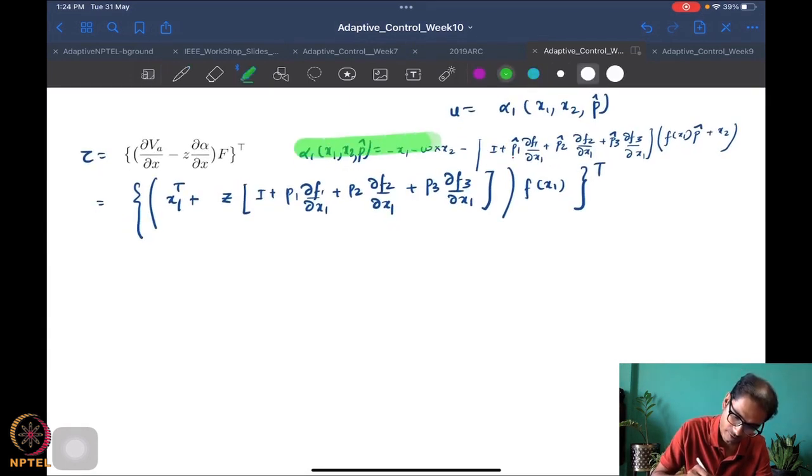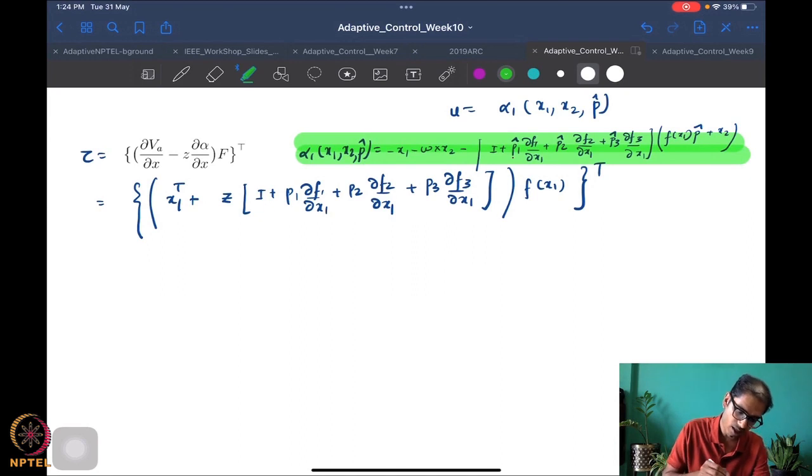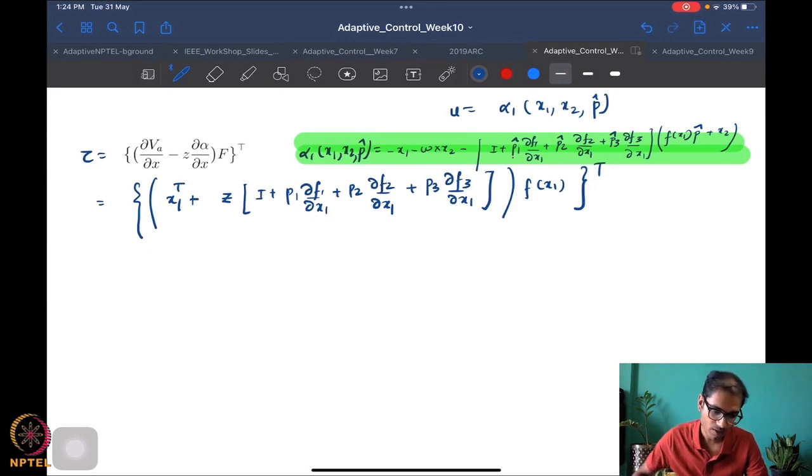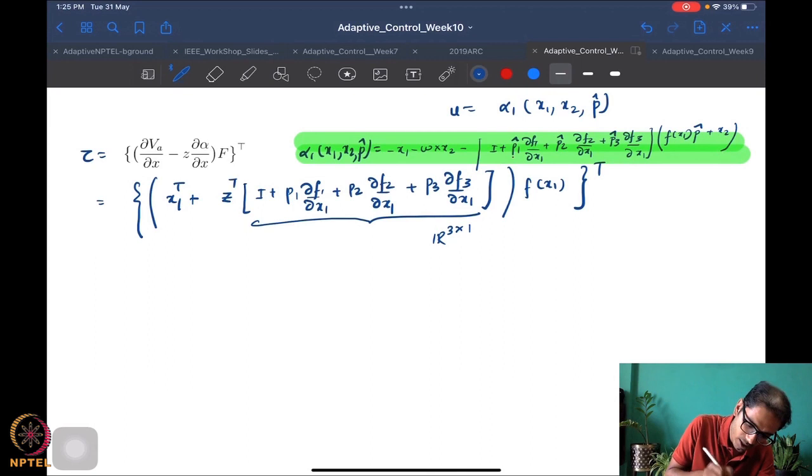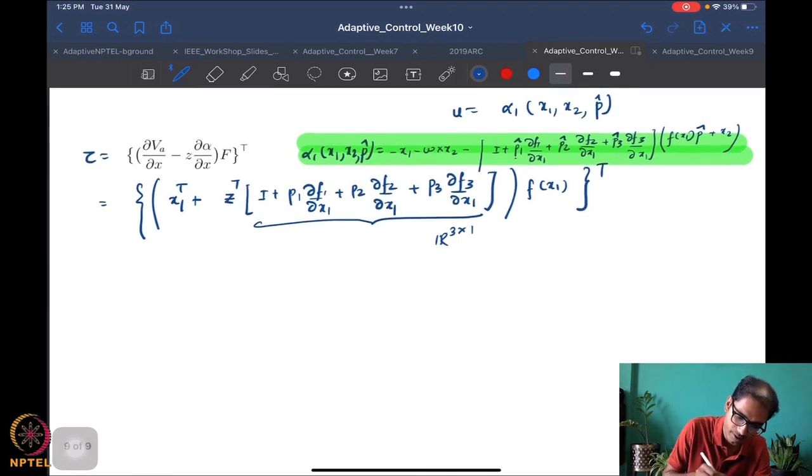So this is my control law, right? And this is my tau. I'm just trying to verify if my dimensions are correct. So x1 transpose is a 3 by 1 vector, z is a 3 by 1 vector. I'm trying to see if we got this correct. So this is all 3 by 3. I think this should be a Z transpose. So this is 3 by 3.